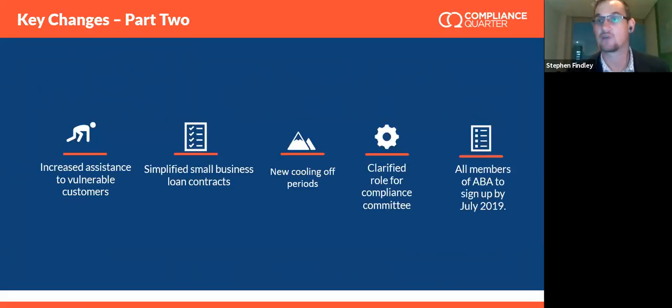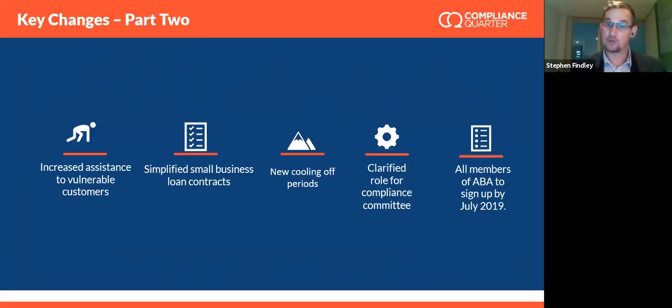So again, this relates to the earlier observation I made that the contracts need to now be in plain English and clearly explain to the customer what their rights and obligations are. There are new cooling off periods, which give customers the right to renege or take themselves out of a contract for a certain period of time after signing if they change their mind.